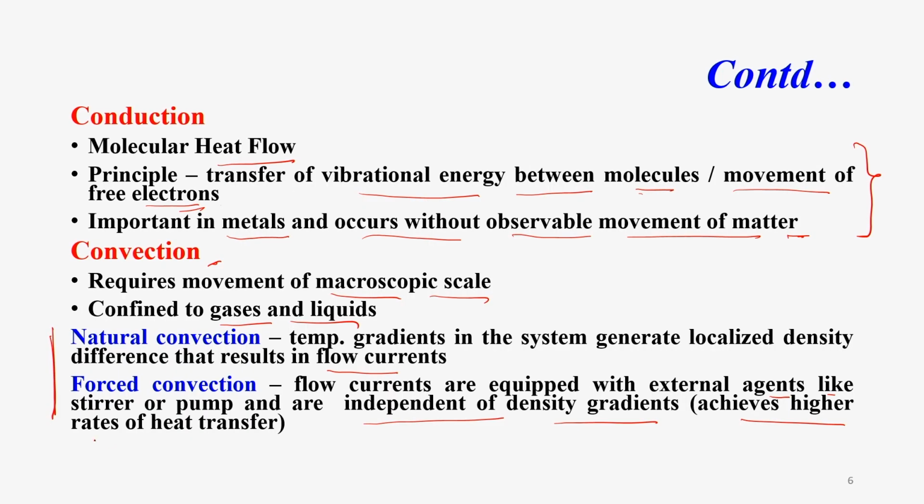As we are using external sources, it achieves a higher rate of heat transfer. So in natural convection, the flow is due to differences in density that originate from a temperature gradient. In forced convection, we use external agents like a stirrer or pump to induce the flow. Convection occurs between two different fluid streams, and in between there will be a metal wall or separating boundary.